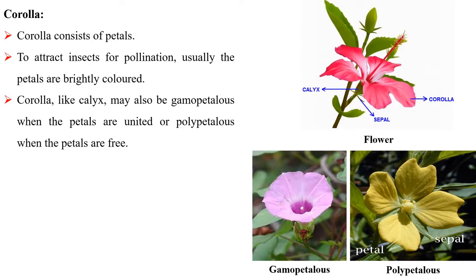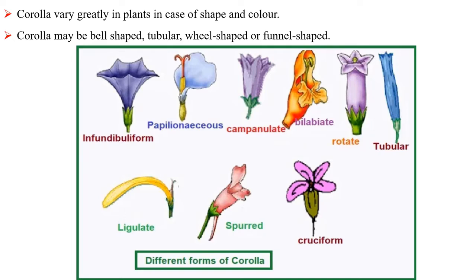Corolla. Corolla consists of petals. To attract insects for pollination, usually the petals are brightly colored. Corolla, like calyx, may also be gamopetalous when the petals are united or polypetalous when the petals are free. Corolla vary greatly in plants in case of shape and color. Corolla may be bell-shaped, tubular, wheel-shaped or funnel-shaped.